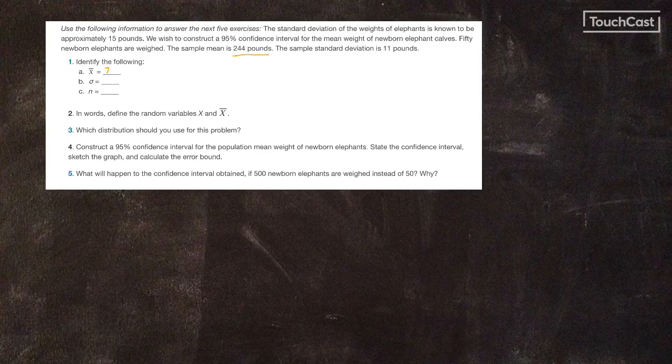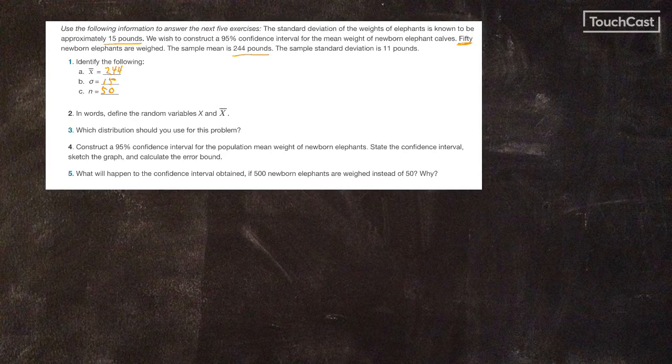So let's just fill this in. That's 244. The standard deviation for the population was given here in the first sentence. So that's 15 pounds. And then the sample size was 50, and they gave that right here. So we have a sample size of 50.